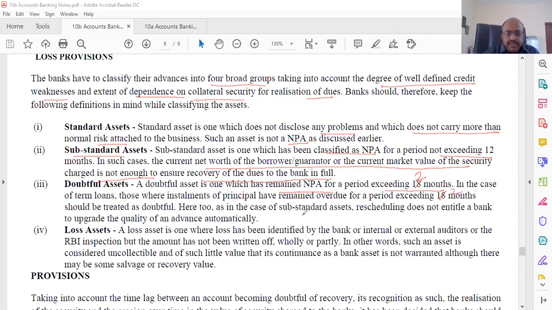Now, here too, as in the case of substandard assets, rescheduling does not entitle the bank to upgrade the quality. So within that, there are certain categorizations of doubtful, as I told you. Now, loss asset is one where the loss has been identified by the bank or internal or external auditors or RBI inspection, but the amount has not been written off wholly or partly. In other words, such an asset is considered uncollectible and of such little value that its continuance as a bank asset is not warranted. That's called loss asset.